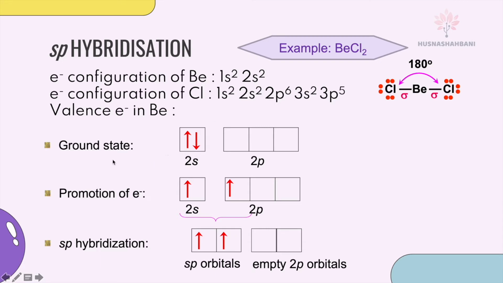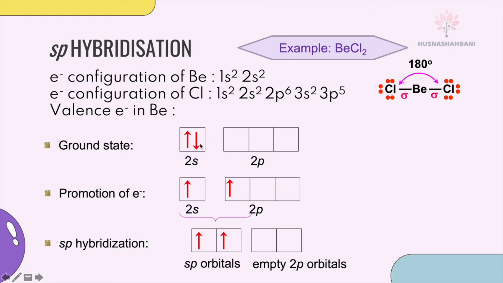The next step is to draw the orbital diagram of the valence electrons of the central atom. So this is the orbital diagram of the valence electrons of the central atom, 2s2, and you have to write down that this is the ground state. Secondly, write the orbital diagram for promotion of electron, or you can write down excited state.